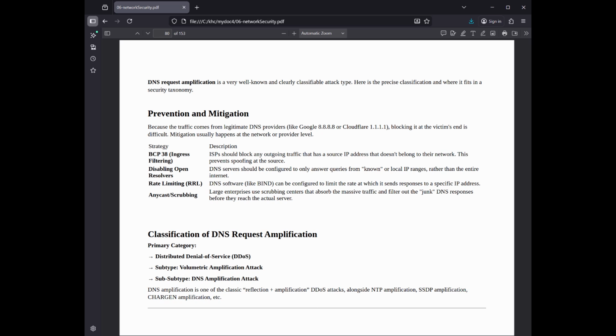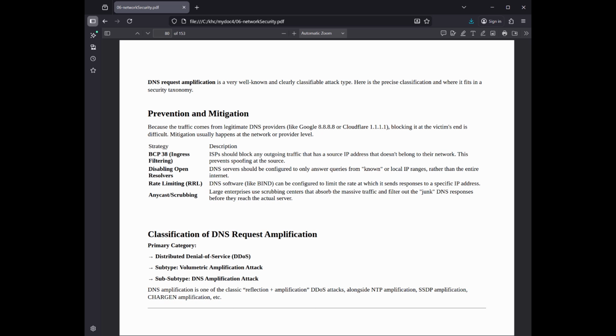Strategy and description. BCP 38, ingress filtering: ISPs should block any outgoing traffic that has a source IP address that doesn't belong to their network. This filtering prevents spoofing at the source. Disabling open resolvers: DNS servers should be configured to only answer queries from known or local IP ranges, rather than the entire internet. Rate limiting, RRL: DNS software, like BIND, can be configured to limit the rate at which it sends responses to a specific IP address. Anycast/scrubbing: large enterprises use scrubbing centers that absorb the massive traffic and filter out the junk DNS responses before they reach the actual server.